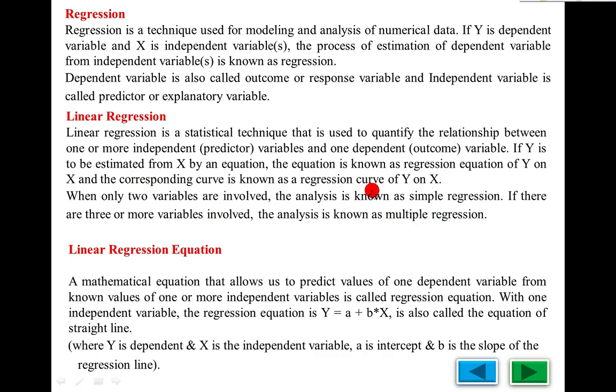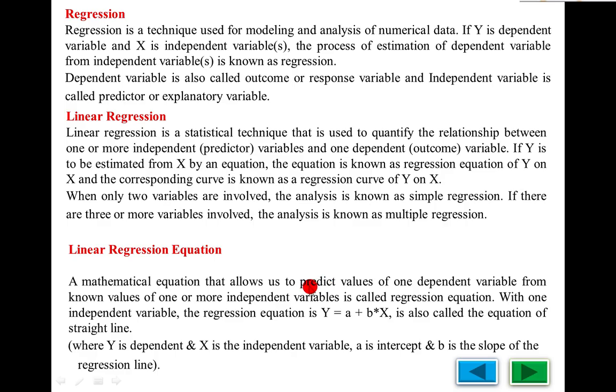In simple regression, we have one dependent, one independent. In multiple regression, two or more independent variables, so the total will be three or more variables. And the equation of linear regression: a mathematical equation that allows us to predict values of one dependent variable from known values of one or more independent variables is called the regression equation. With one independent variable, the regression equation is y equal to a plus bx.